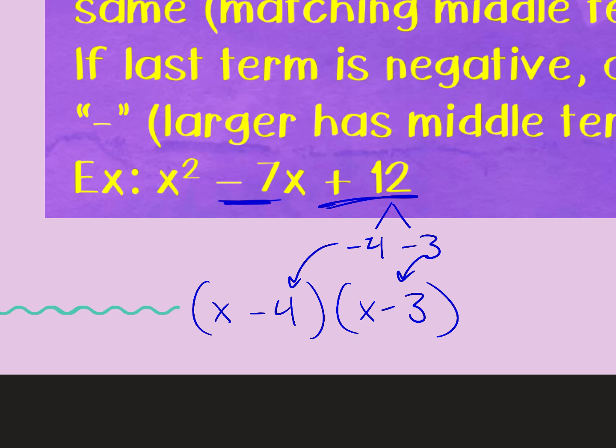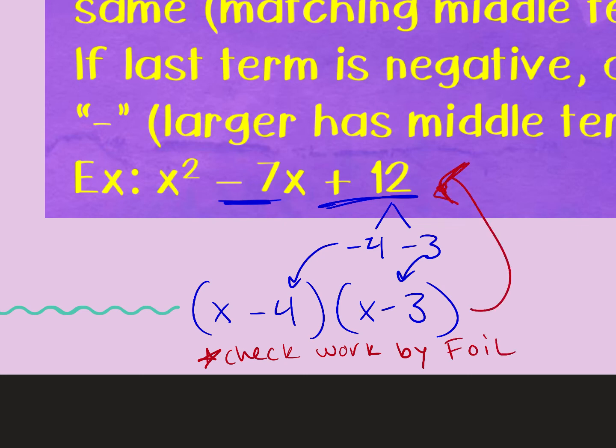And it's always just x in the parentheses too. This is x squared in your question, but you don't write x squared in your answer because you have 2 x's here. And here we could check our work. How do you think we could check our work? By foiling. So we could FOIL, and we would end up with the original question if we FOILed.